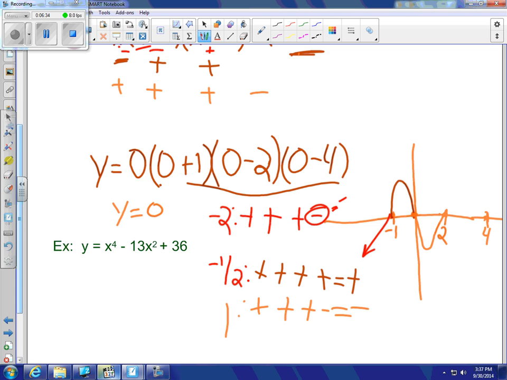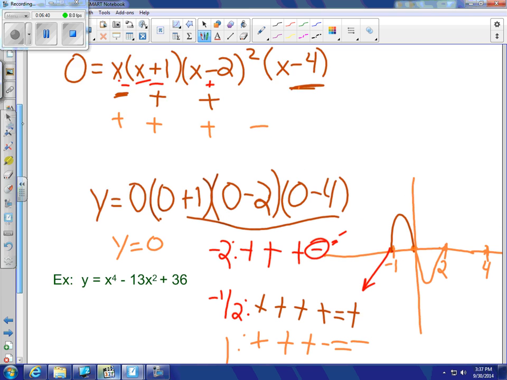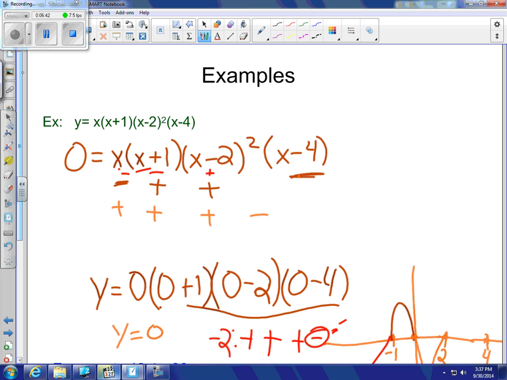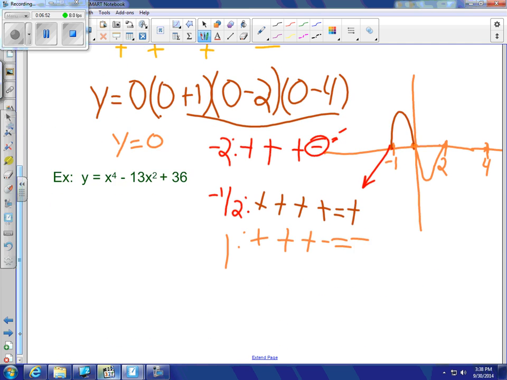Okay, last numbers. Between 2 and 4, let's pick, I don't know, 3. So you get positive, positive, positive, negative. It's going to be overall negative.